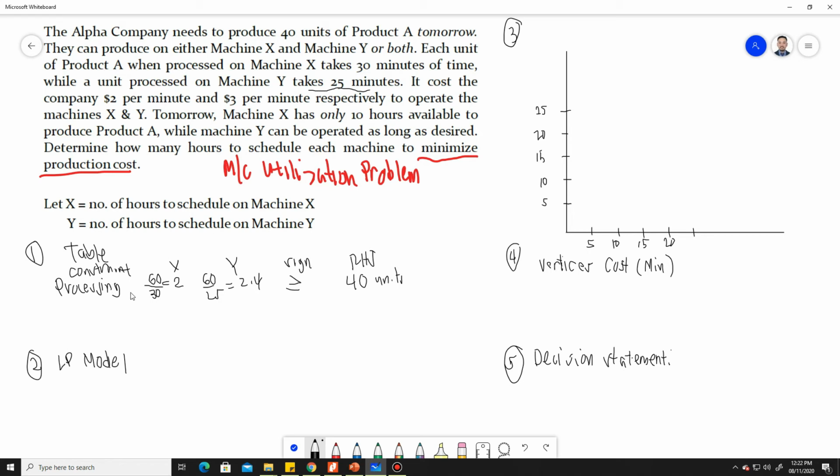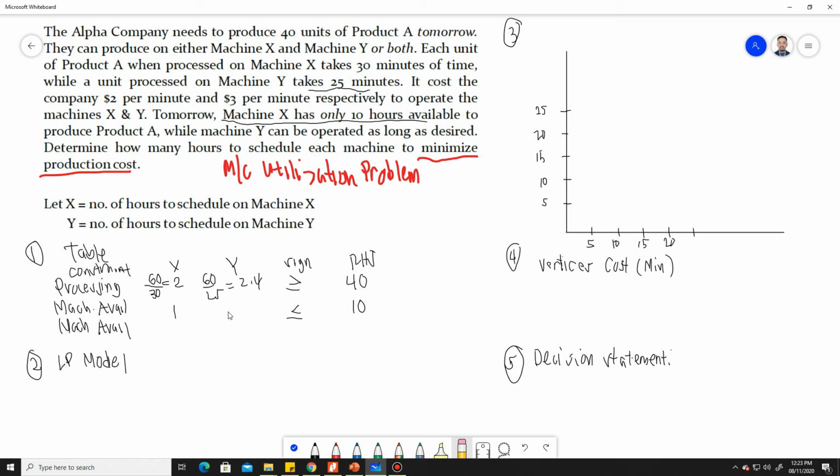So moving on to our second constraint is the machine availability. So we have 2 machines. For machine X, sabi dito, hanapin natin, no? Machine X only has 10 hours available. So pag sinabing only, should be less than or equal to 10 hours. So we have 10 hours. By the way, pwede nyo namang hindi isulat ito, no? Pwede nyo nang hindi isulat yan.